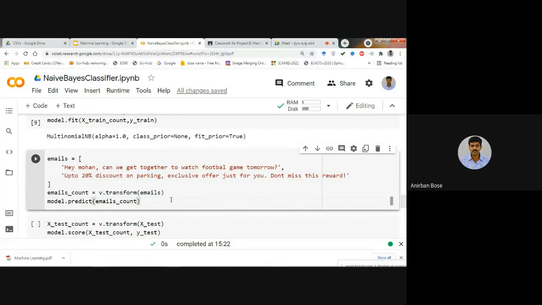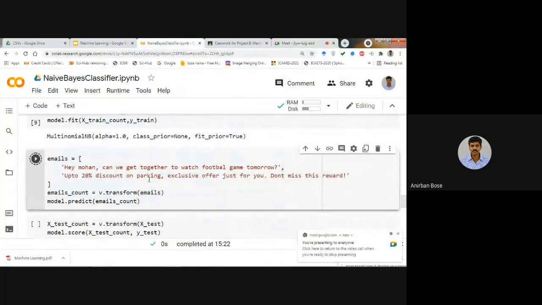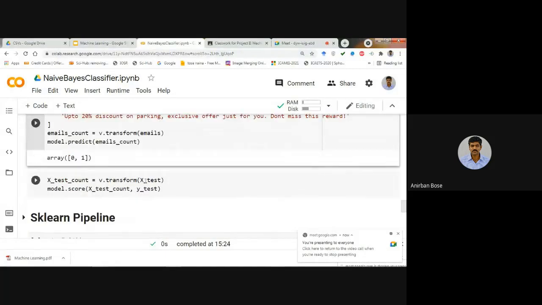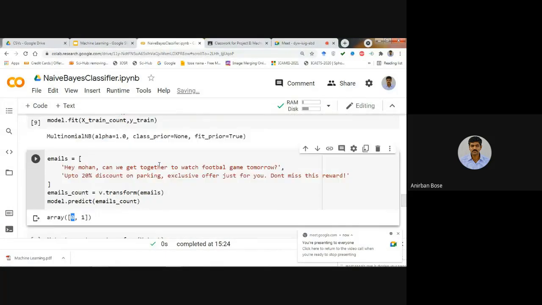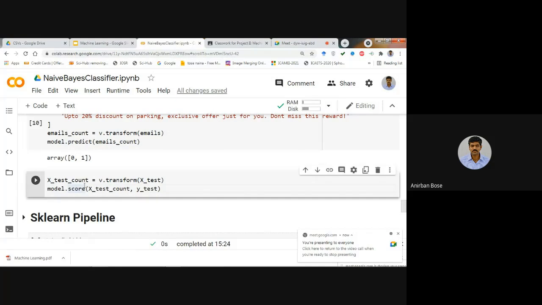Okay. So I think I have shared it. Now you just simply execute. You see that the first one is showing 0. That means the first one is not a spam. But the second one you see is giving 1. That means it is a spam. The second email is a spam.